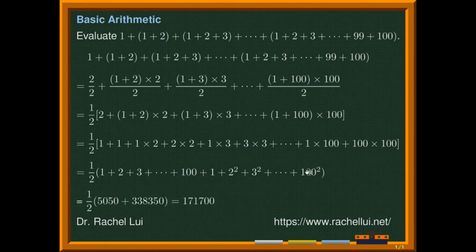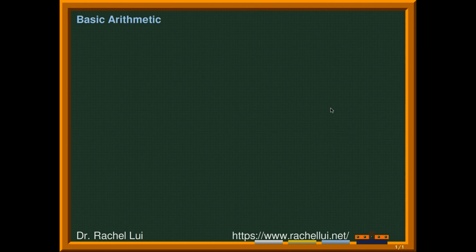So I believe we have already done the sum from 1 to 100, which is 5050. And we have also done the sum of squares, which is 338,350. So adding up and dividing by 2, we have 171,700. We will work on this question.